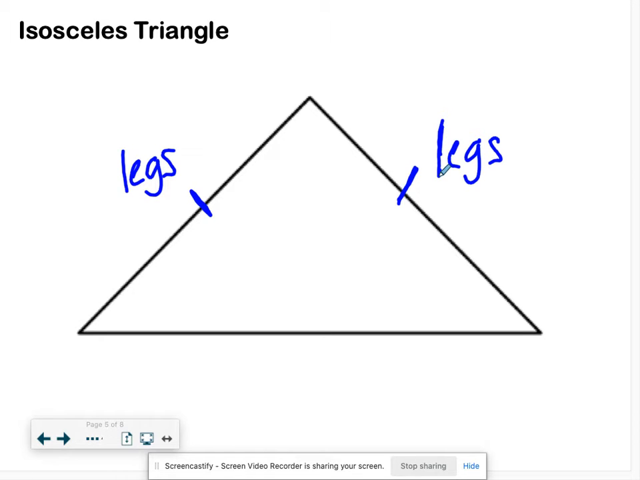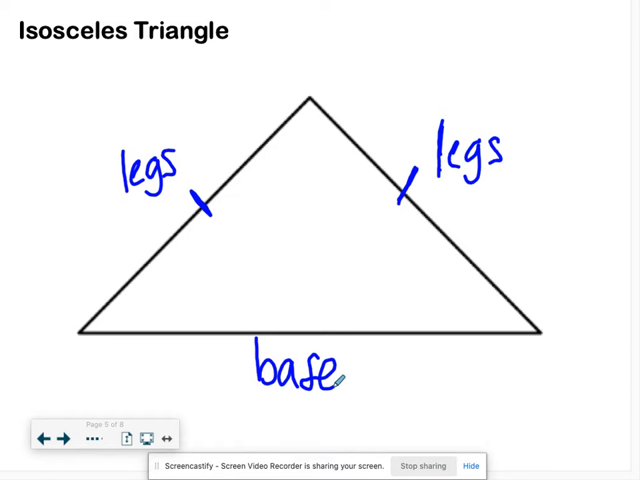So those two sides are called the legs. So they're the same. And then the side that's not congruent is typically the bottom. We call the base. It's the base of our triangle, the bottom.